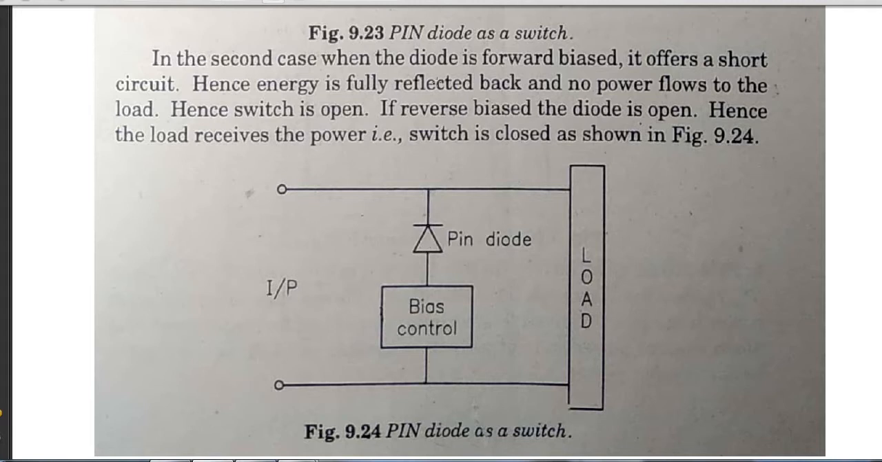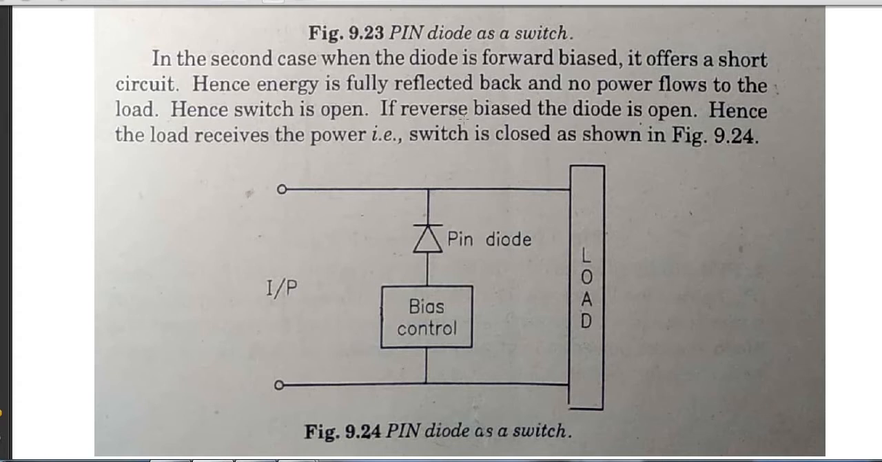Now here, when the diode is forward biased, it offers a short circuit. Hence the energy is fully reflected back and no power flows to the load, because when it is acting as a short circuit, the current will flow through it in this outer circuit, and no current is going to the load. So we can say that in this case the switch works just like an open switch.